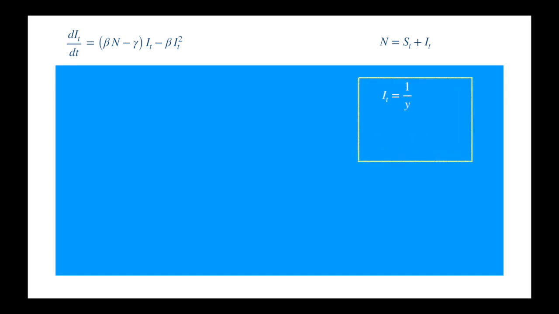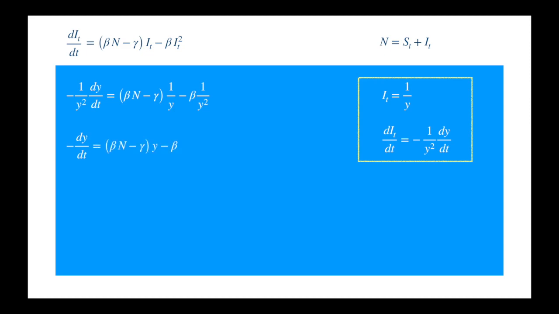We need the derivative of I, which is easy to calculate. Now let's substitute these into the Bernoulli equation. And now if we multiply by y squared, then the equation turns into a linear equation. And we can rearrange the terms to write it in the familiar form. And it's easy to see that this equation can be solved via the integrating factor method.